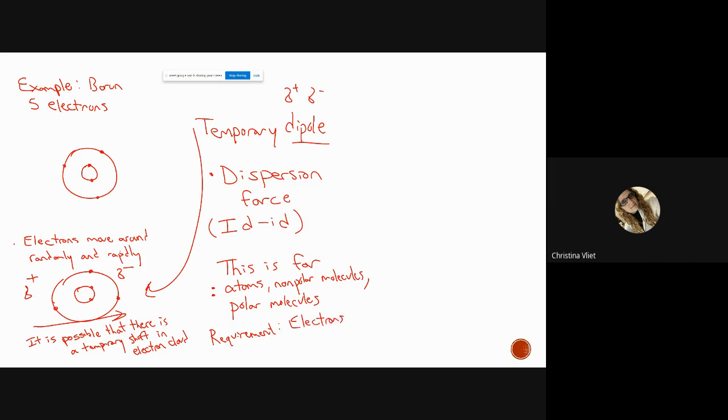Do you think this force is weak or strong? Weak. It's the weakest of all the forces that exist because it's temporary. So it's a super weak force, and nonpolar molecules and atoms that generally tend to be gases will only have dispersion forces as their only type of force.